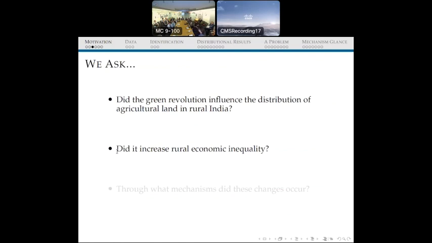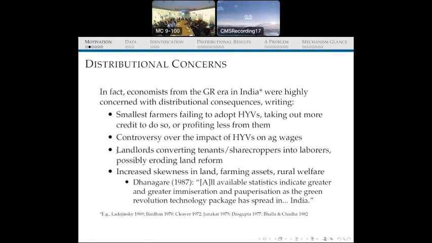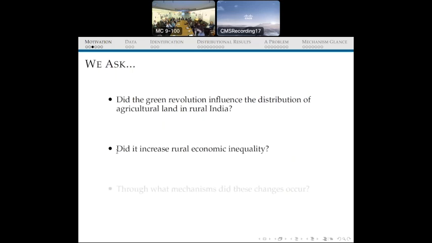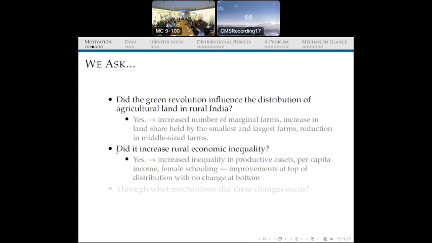And so these papers are all written with these very small data sets from one area in Punjab in like 1971 or something. And so what we're trying to do is go back and look at some of these questions, but with a national data set that's spanning a number of years. In fact, three national data sets spanning a number of years. So we're first going to ask whether the Green Revolution influenced the distribution of agricultural land in rural India, and whether it seems to have increased rural economic inequality by other metrics. And it looks like yes.